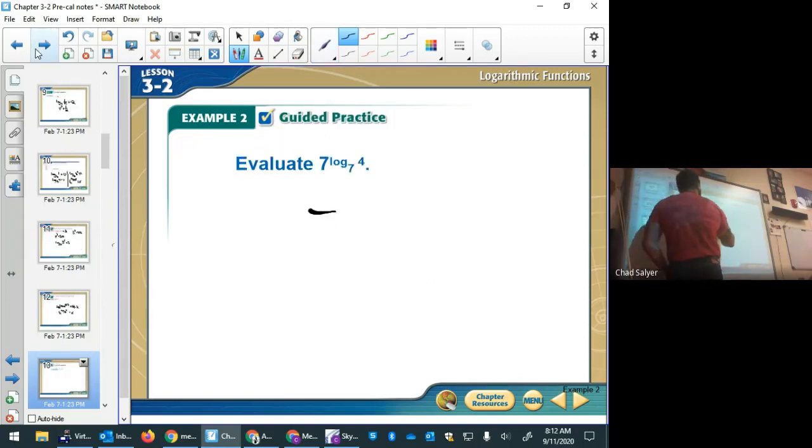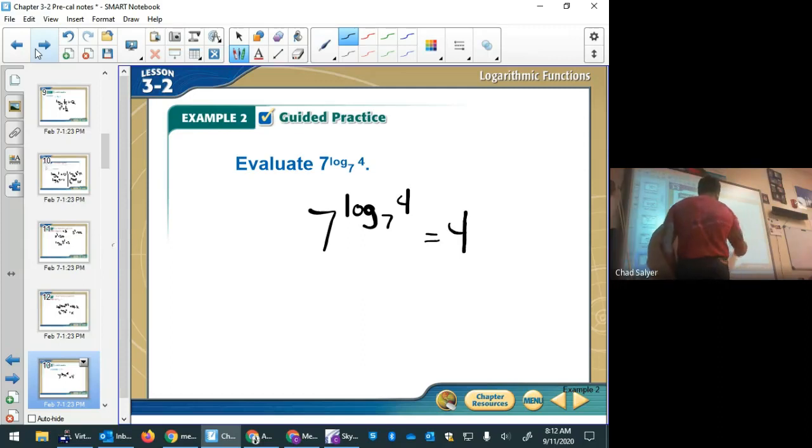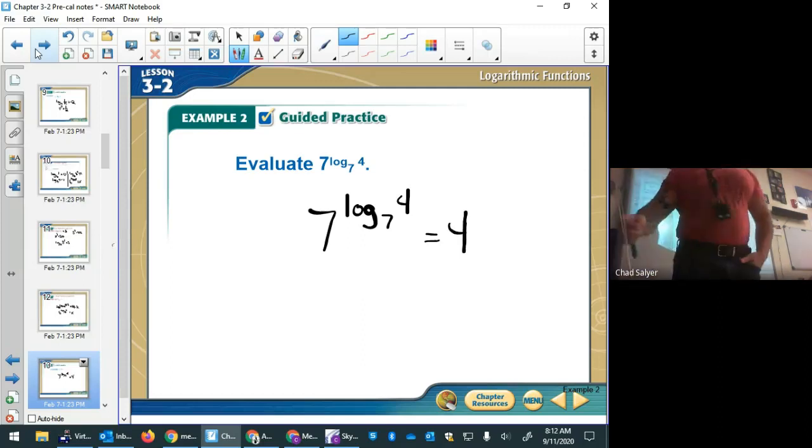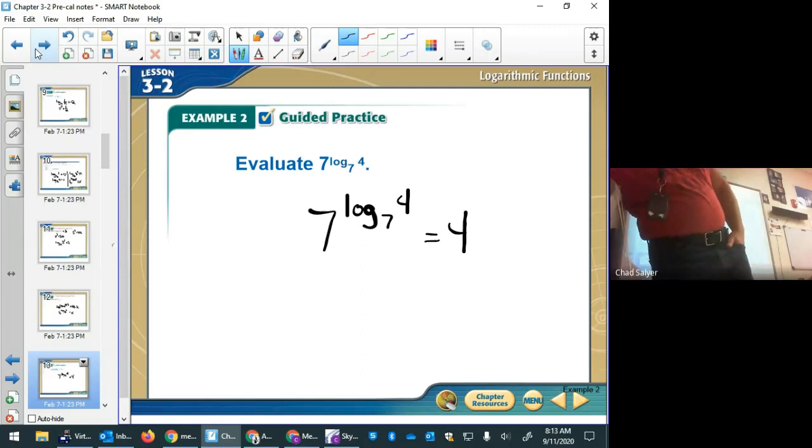So it'll be easier the second time. Tell me what this one is, Ronnie. 4. Very good. Yeah, the first time it's hard. After that, you'll see the pattern.